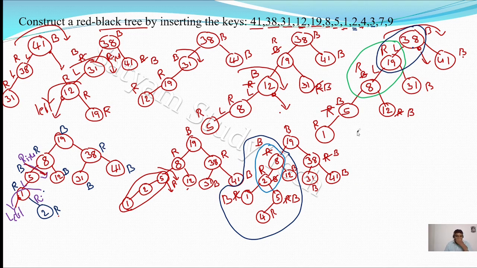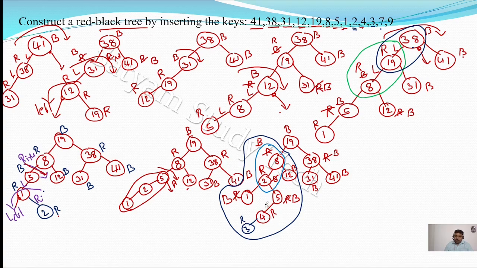Now we can add 3. Where can you add 3? 3 is added here, to the left of 4. So here also a red violation is there. The parent of 3 is 4, and there is no sibling here. That's why you have to perform rotations only.